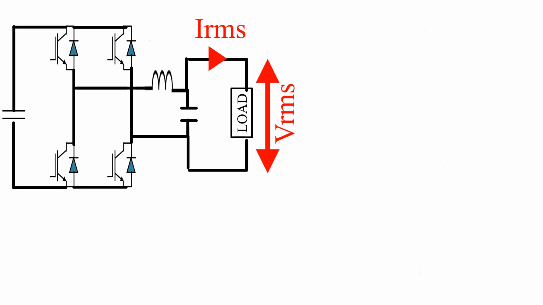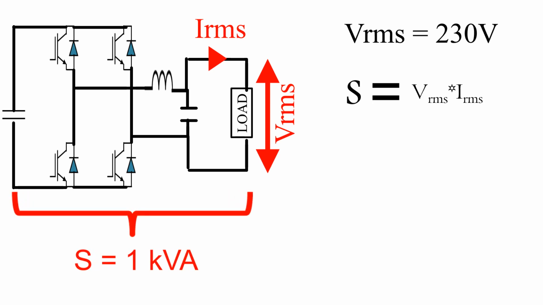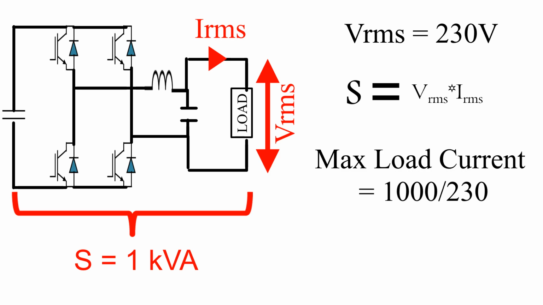Now, consider a 1000 kVA inverter with output RMS voltage of 230 volt. From the previous equation of apparent power, we can calculate the maximum output current which this inverter can handle. So, maximum output current is given by 1000 divided by 230, that is 4.34 ampere. This is the maximum current which can be handled by all these connecting wires, IGBTs and the filter inductors.